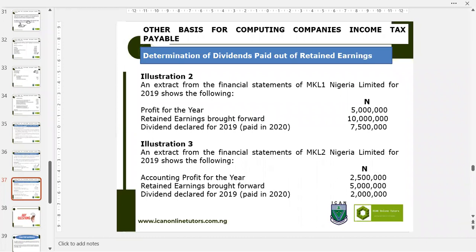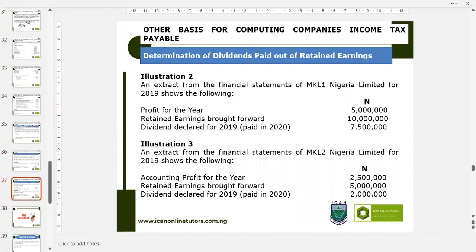Yes, sir. It should be subject to it, because the profit for the year is 5 million naira and the retained earnings brought forward is 10 million naira. So one can conclude that 2.5 million naira was paid out of the retained earnings brought forward, while 5 million naira was paid out of the profits for the year. No be so?